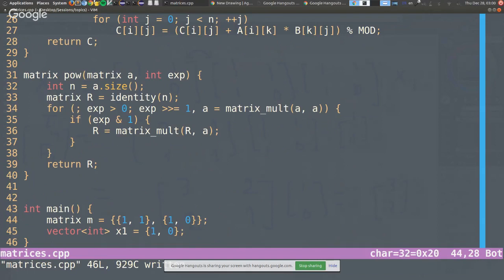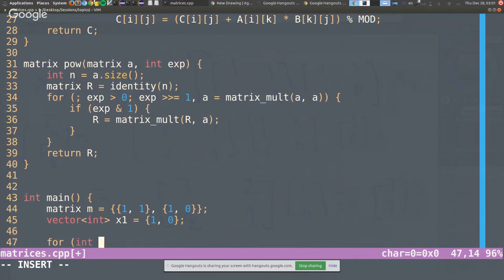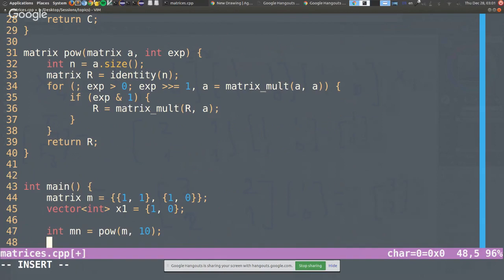So this is the matrix M that we had. And this is x1. So basically, if we want to have m to the power of n, so this should be power of m, so power of 10. So this is the matrix. So basically, here we end up having phi.